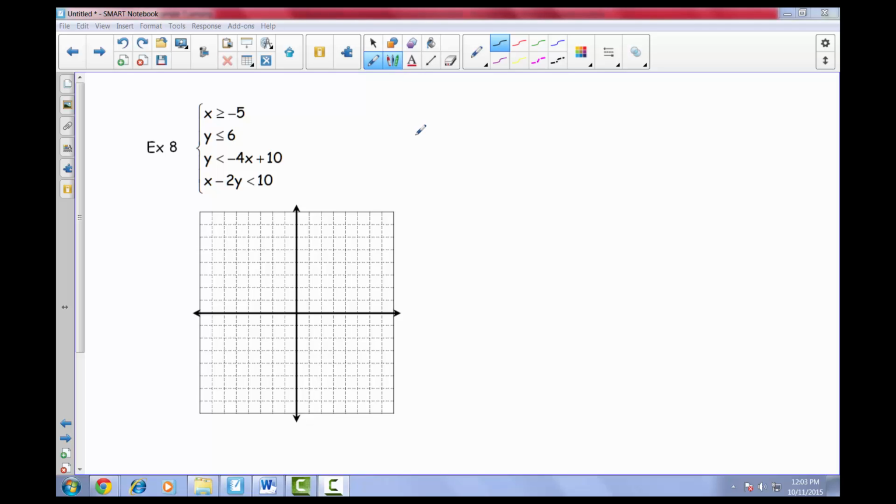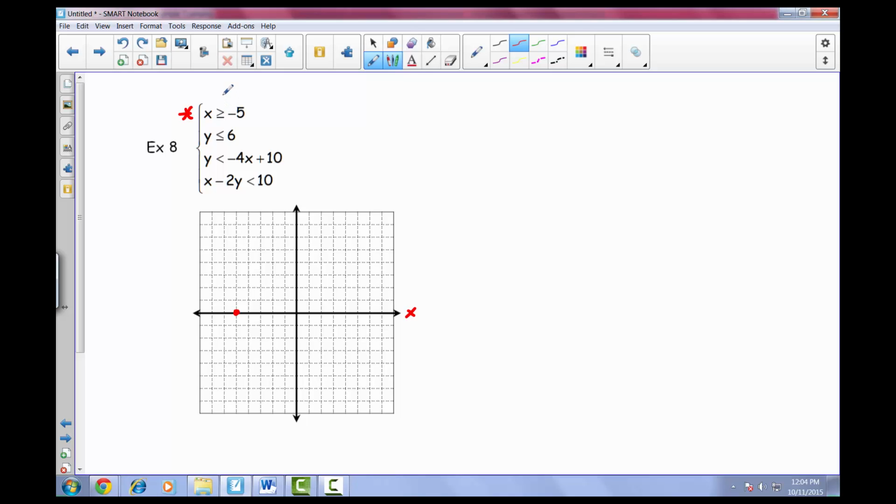Here we are at example 8 from our 3.3 set of notes. We're going to go ahead and graph this system of linear inequalities. For this first one, we'll just say that it is our red inequality. And we notice that we have x is larger than or equal to negative 5. So on the x-axis, we're going to go negative 5. Put a dot there. And since there's no y value at all, y can literally be anything.